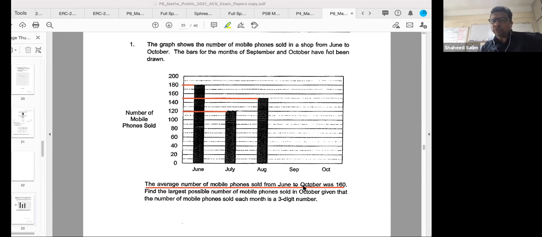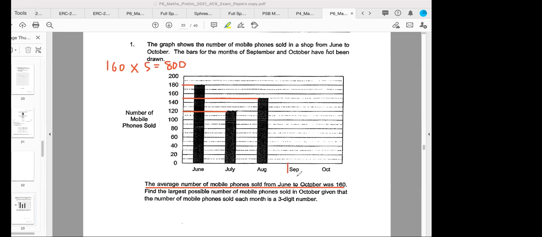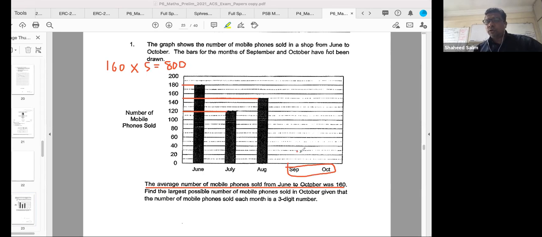Average number of mobile phones sold in 5 months is 160. You want to find total. So how to find total? 160 times 5. What do you get? 800. So this one is 180. This one is 150. So 120. 800 minus 180 minus 150 minus 120. You can use your calculator. You will get 350. So these two now, total number of phones sold is 350.